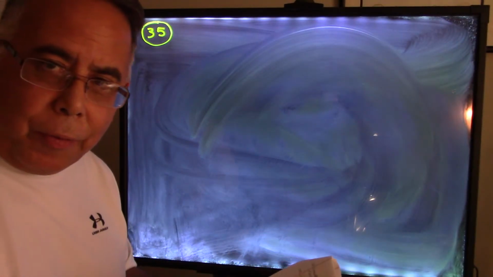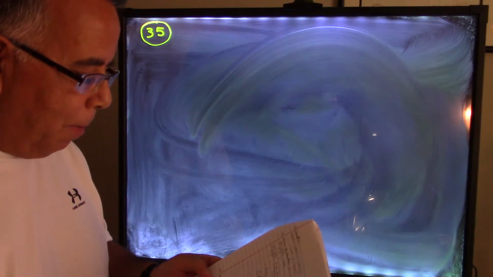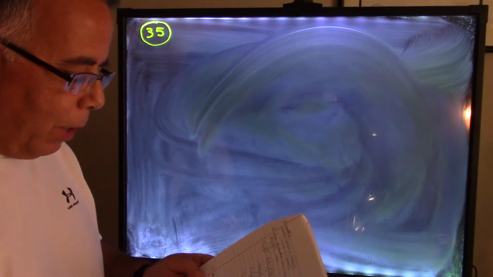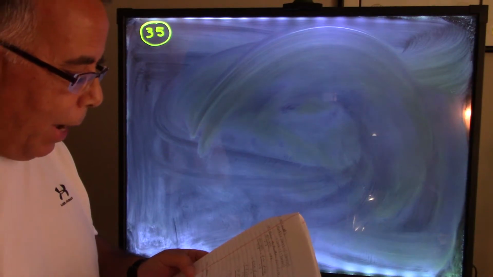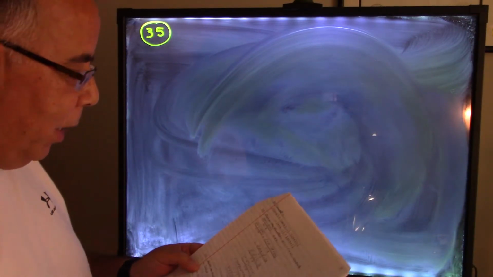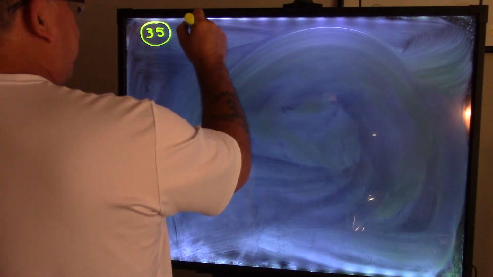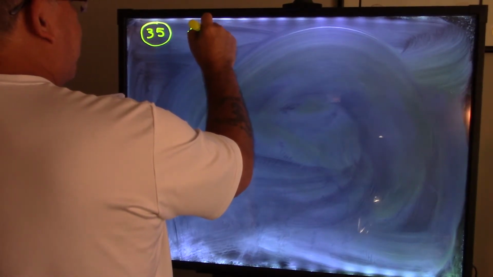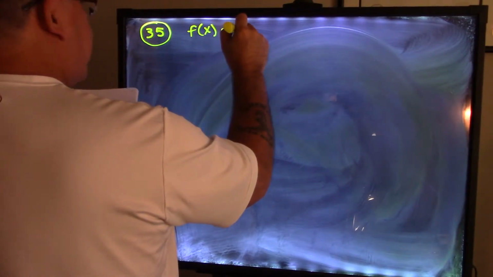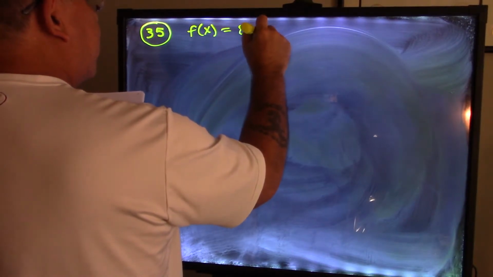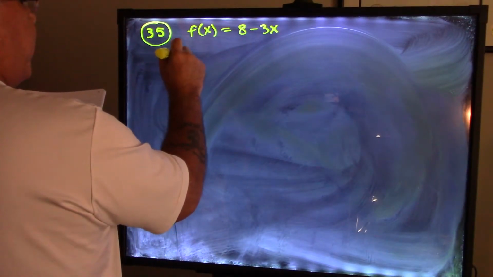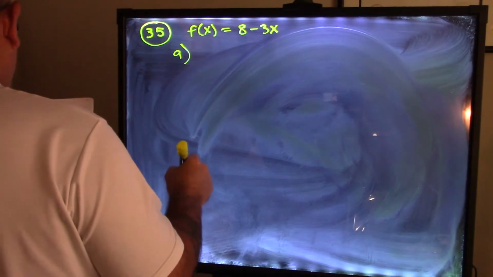Okay, we have number 35. It's a two-parter. Given the function f of x equals 8 minus 3x, (a) evaluate f of negative 2. So let's write f of x here: 8 minus 3x. So part A, f of minus 2.